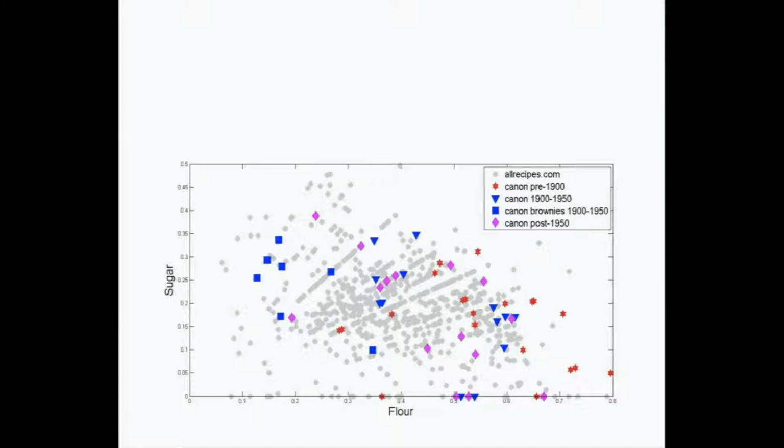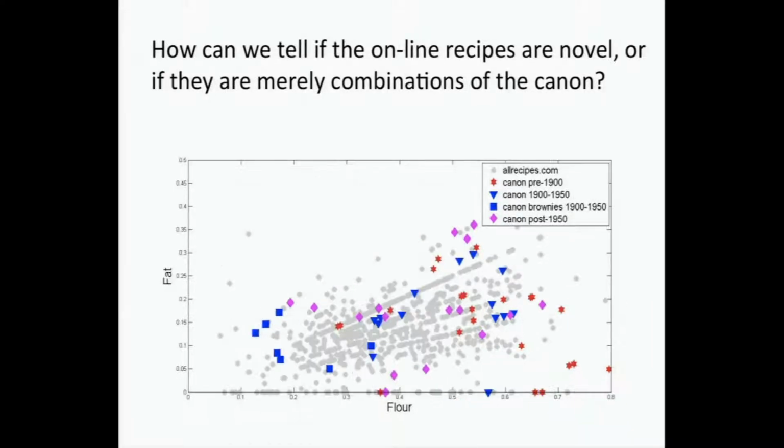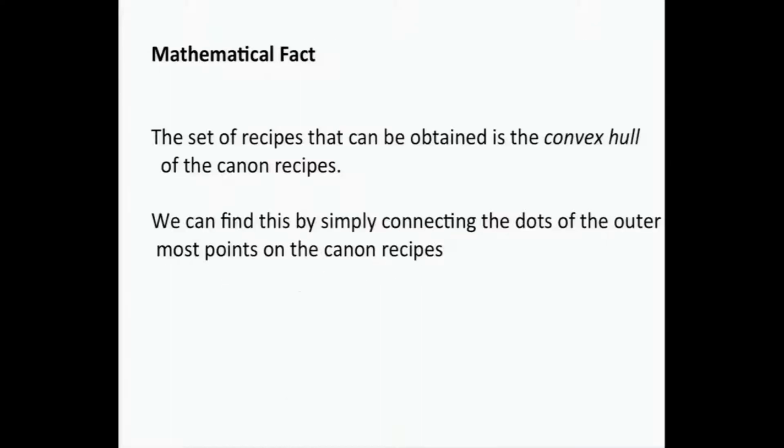And then the question is, how can we tell if the online recipes are new, or are they merely linear combinations of the canon? It turns out, and this is what's really cool, Joanne, I would like to tell you a mathematical fact. Actually, not Joanne. She was an applied math major. She knows this. It's the rest of you. It turns out that the set of recipes that can be obtained by averaging the others is inside what is called the convex hull of the points. You've learned a mathematical term today.